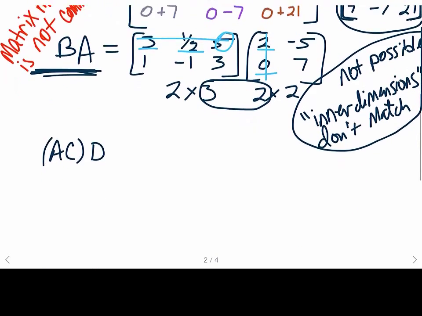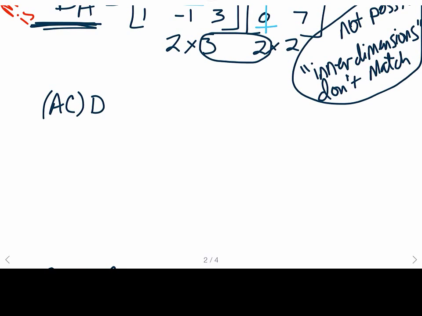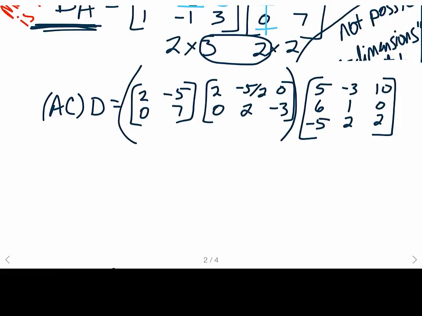All right. Next, we're asked to multiply A times C times D. So the first thing I'm going to do is write down those matrices. A times C times D is 2, -5, 0, 7 times 2, -5 halves, 0, 0, 2, -3. We're going to multiply those first because they're in parentheses, and then times 5, -3, 10, 6, 1, 0, -5, 2, 2. So we're going to one by one multiply the first row of matrix A by the columns of matrix C.